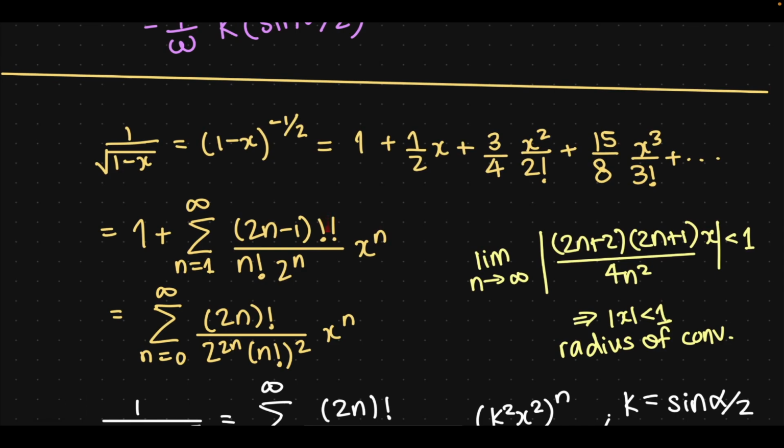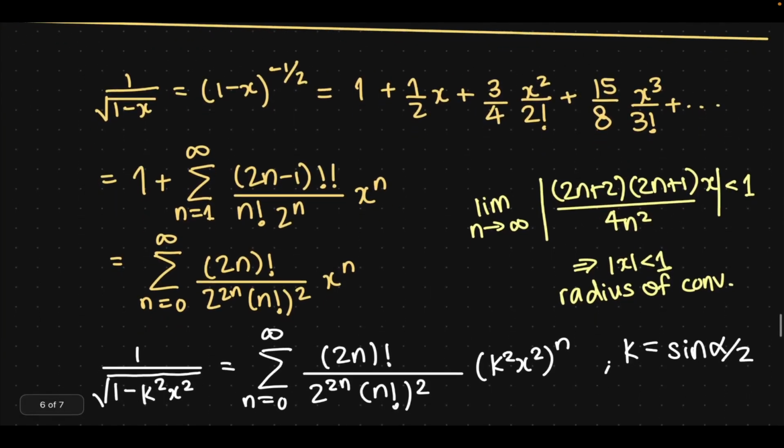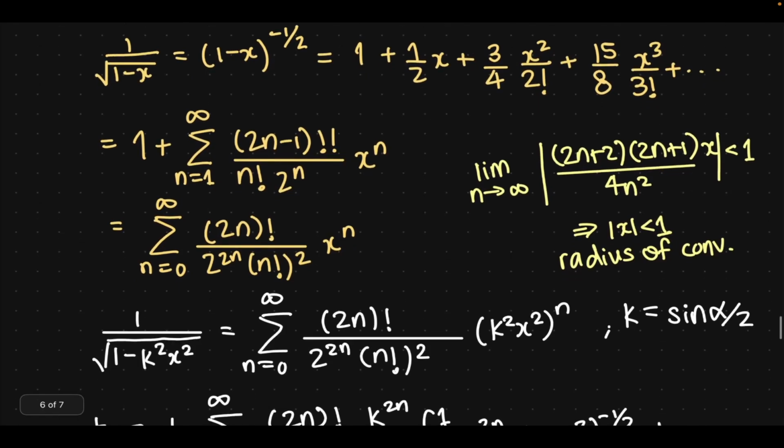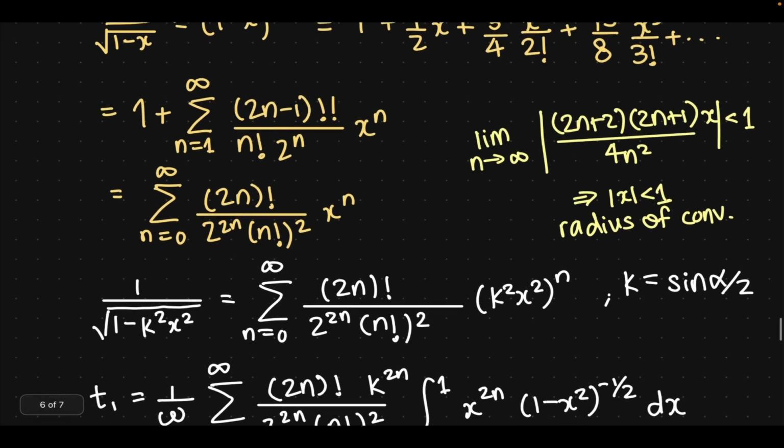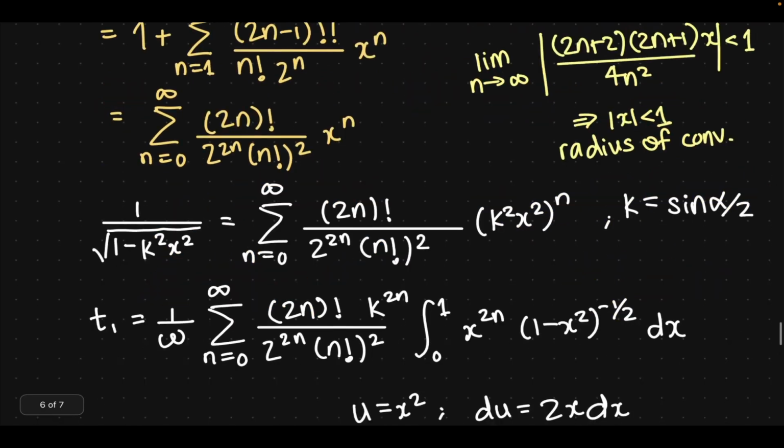Now, I had some double factorials initially. I have just simplified everything for you. If you were interested in seeing the formal derivation of this, which is not that difficult, let me know and I will inform you. So now, instead of x, we have k squared x squared. So just plug that in here, which is fine. And remember, k is sine of alpha over 2. So t1 is basically going to be 1 over omega.